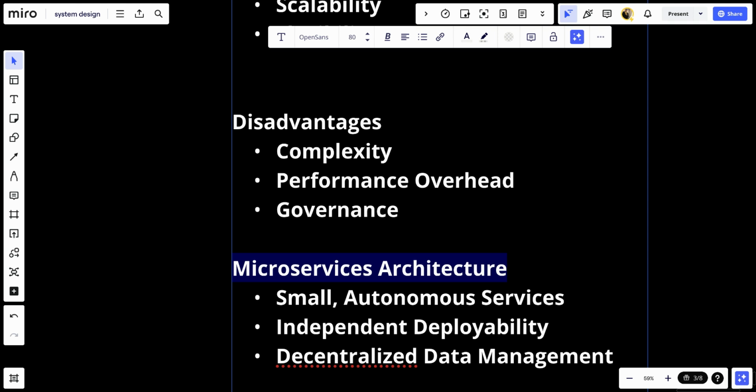Each architecture has its own set of trade-offs, and the decision should align with the specific needs and goals of the project.